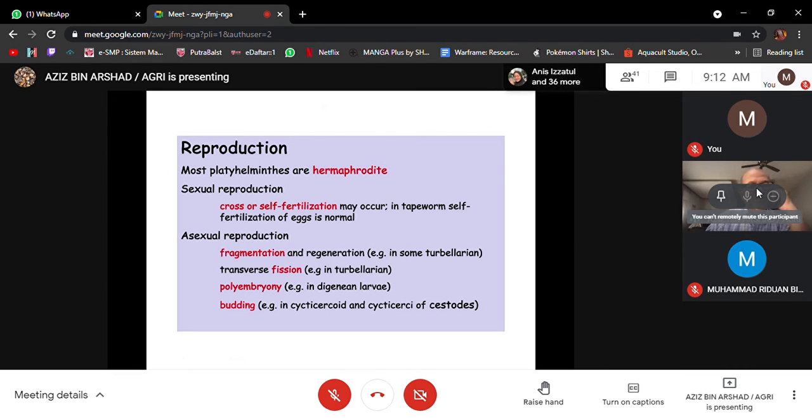In terms of reproduction for Platyhelminthes, most are hermaphrodite because they are parasitic. Sexual reproduction is through cross or self-fertilization. That means they're able to fertilize the egg themselves. In tapeworm especially, self-fertilization of the egg is normal. So they just self-fertilize to increase in numbers. Asexual reproduction can be in the form of fragmentation or regeneration, as you see in turbellaria or planaria. Transverse fission, as you see in turbellaria as well. Polyembryony is found in Digenean larvae. And budding is what you see in tapeworm or cestode.